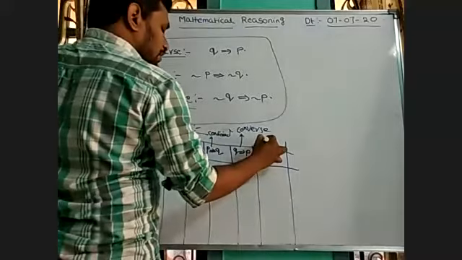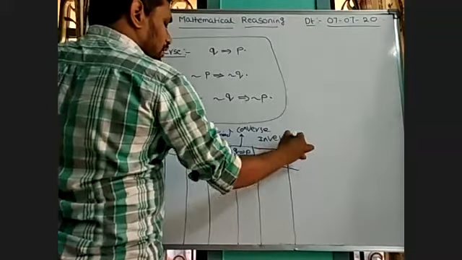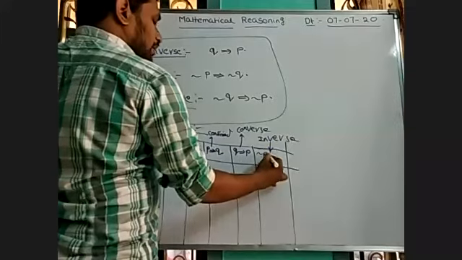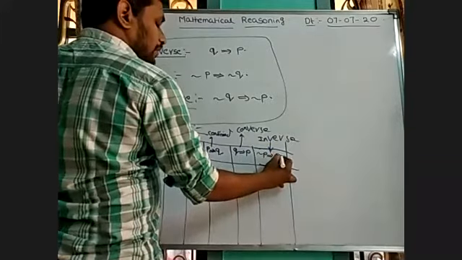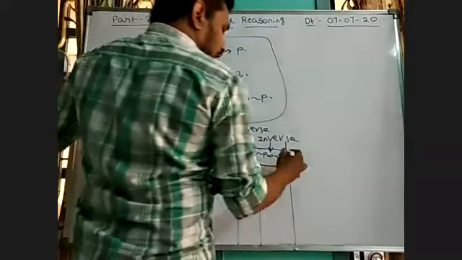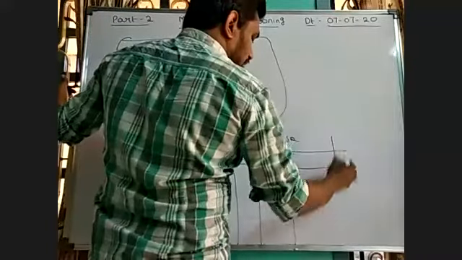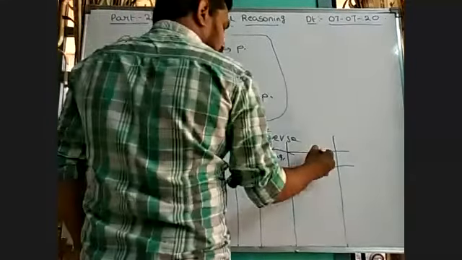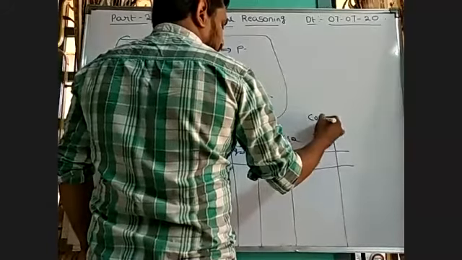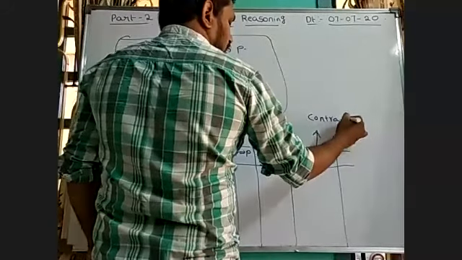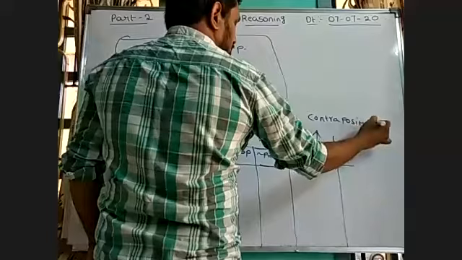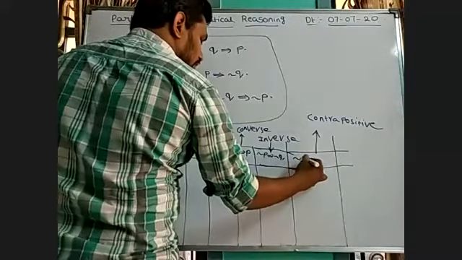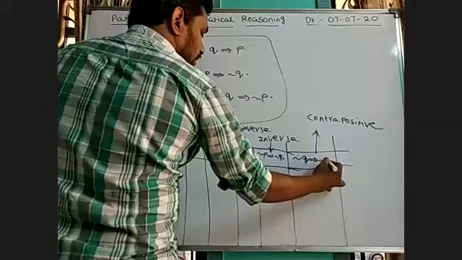Next, the inverse. The inverse is negation of P, negation of Q. Next, the truth table for all. Then the contrapositive, which means negation of Q conditional to negation of P.